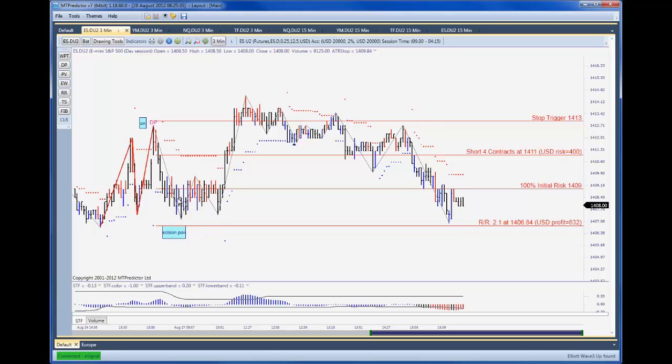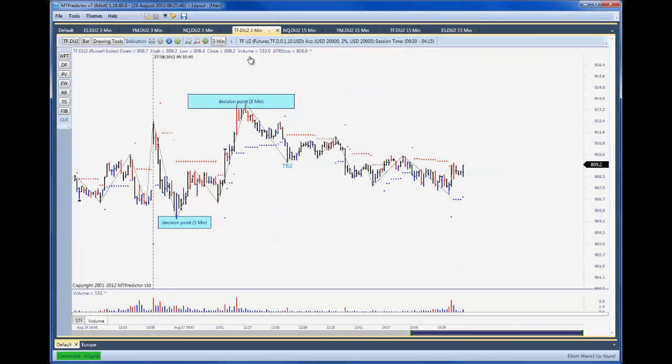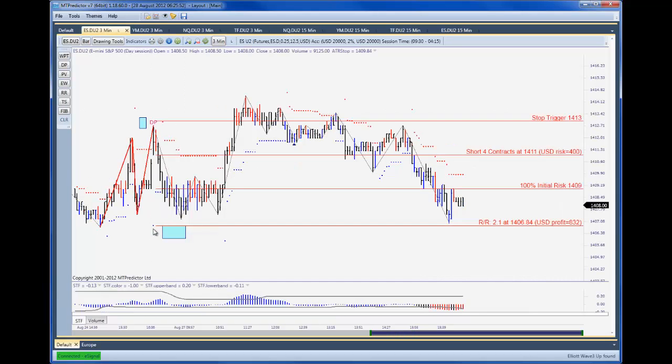Particularly when you look at other markets, for example the YM, which did go right the way down to its DP level at that point. Same with the Russell Index, caught it absolutely beautifully. So when these other markets reached their levels, you could have taken your stop down to, at the very least, lock in a small profit, perhaps just above that high.